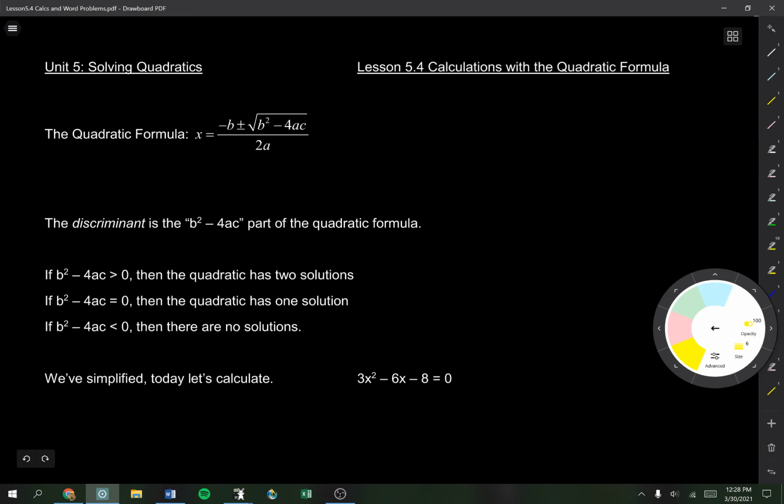Okay, y'all, this is going to be our last lesson on quadratics for this chapter. So let's just review a few things. Here's the quadratic formula. It's how we can solve any quadratic, even ones that can't be factored.